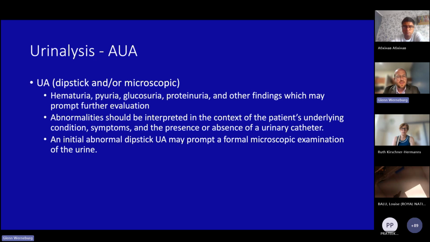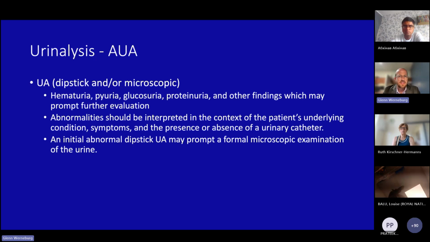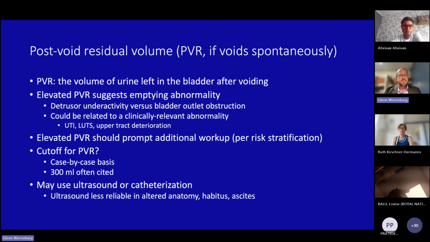Urinalysis, I'll just very basically cover this, but this is important to understand. For example, is there hematuria? Is there blood present in the urine? This would, of course, push us to look inside the bladder using cystoscopy. You want to interpret their findings in the context of their condition. And an abnormal dipstick urinalysis, for example, with blood present, may prompt a formal microscopic examination to make sure that the blood detected on that dipstick actually relates to the red blood cells on microscopy.